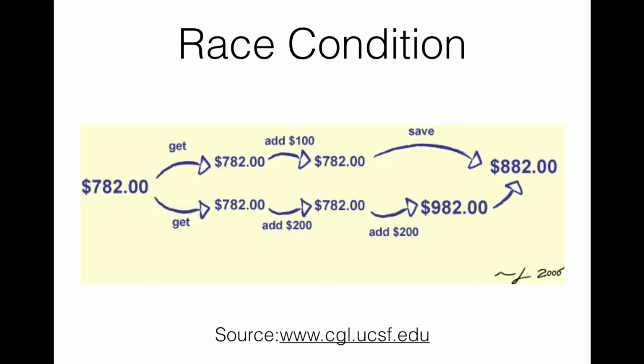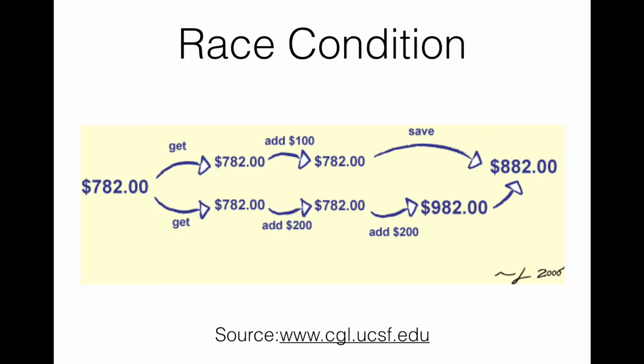Okay, and these arrows here can be thought of as processes. Now, you see that this bank account has $782. Both processes get that number. One process adds $100, the other adds $200, and then the first process saves, but then the next process saves. So what happens is essentially we lost $200 here.